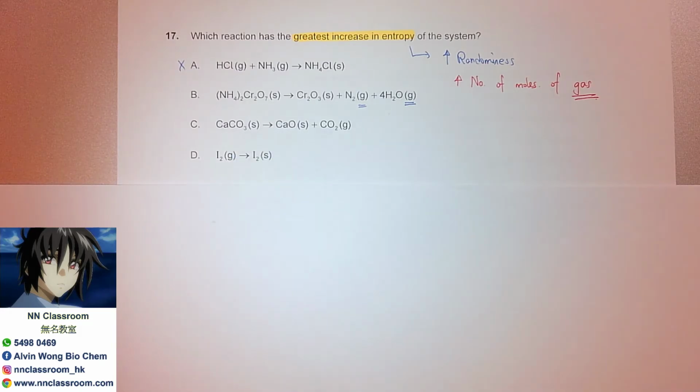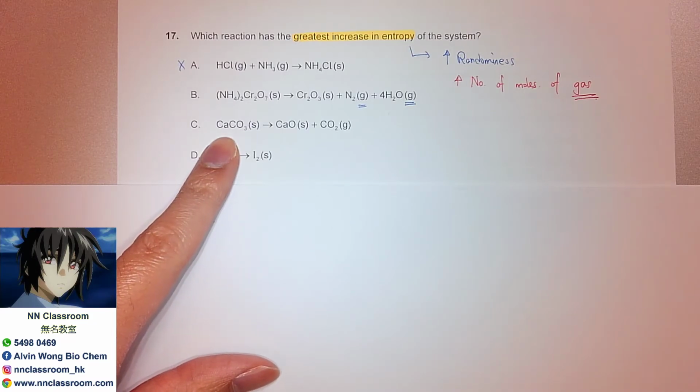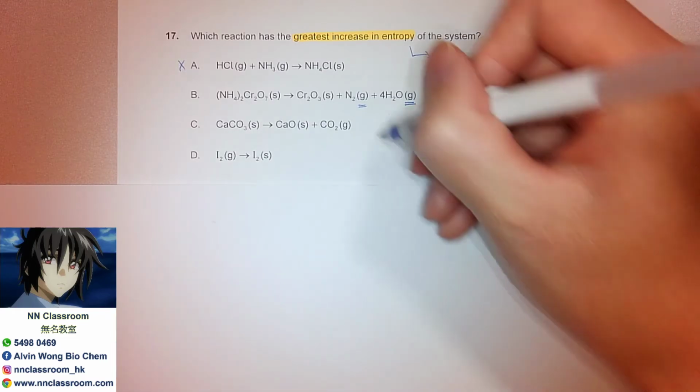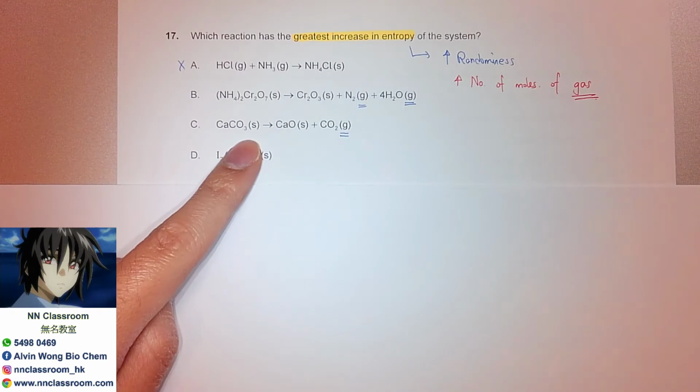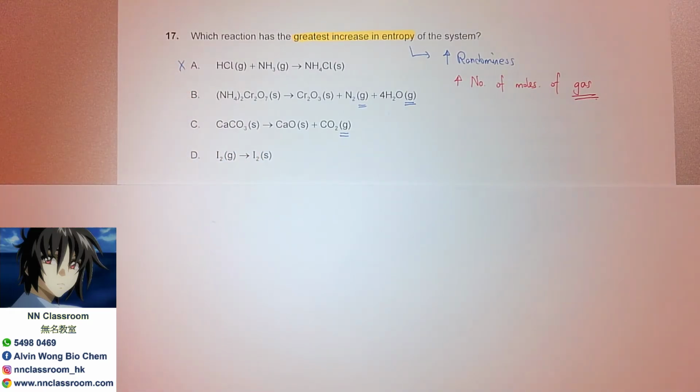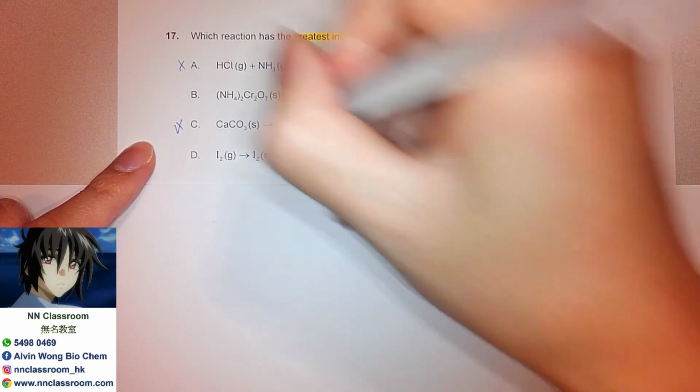And let's see C. Double check it. C is the thermal decomposition of calcium carbonate back to CaO and CO2. Although, yes, we still see gas existing, when you compare option C to option B, B is a better choice because it has a much bigger increment in the number of moles of gas. So C is not taken across. Even though C shows an increase in randomness because we have more gas, the amount of increase is not as much as B.